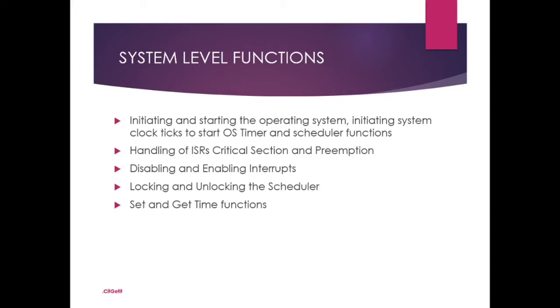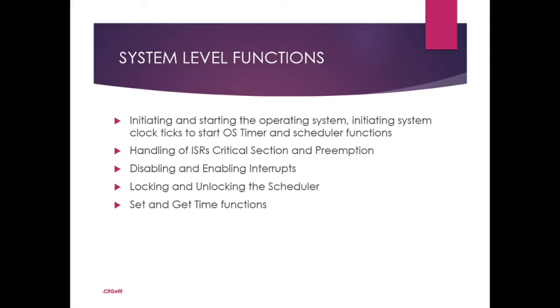So we can classify the system level functions provided by MicroC OS2 as: first one is initiating and starting the operating system, also initiating the system clock ticks to start the OS timer and scheduler functions. The second section is a combination of three things, which includes the handling of interrupt service routines, handling of critical section, handling of preemption. So there comes the disabling and enabling of the interrupts, the locking and unlocking of the scheduler, and finally we have set and get time functions. So these five are the system level functions that we are going to look into.